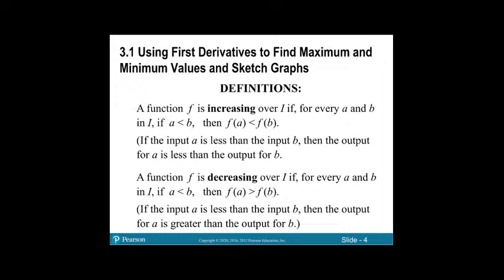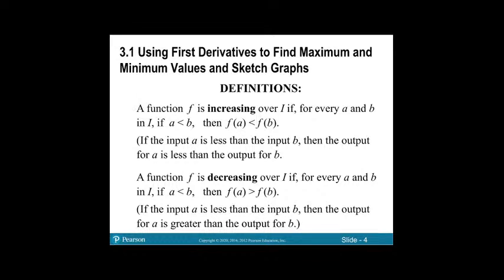So we have some definitions we want to introduce. We say a function is increasing over an interval I if for every a and b in I, if a is less than b, then f of a is less than f of b. In a graphical sense, as we trace the graph left to right, the graph goes up, right? So whenever a is less than b, f of a is also less than f of b. That's what we mean by a function is increasing. Again, as we trace the graph left to right, it increases, it goes up, right?